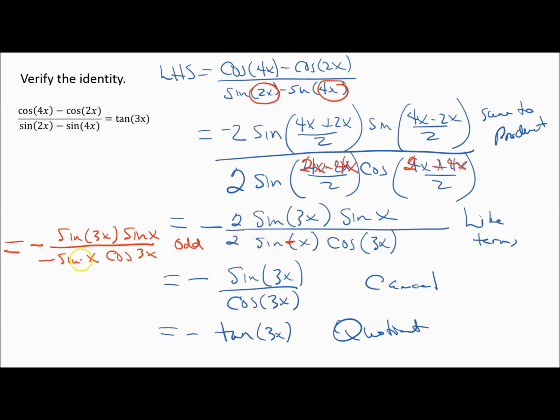Now I can cancel my sine of x, my sine of x. The two negatives also cancel, so that means this is not negative here, nor is it negative here, which gives me tangent of 3x. Again, I apologize. That's what you get for not paying attention to what you're doing. My error came in as I just jumped in and assumed that was 4x and that was 2x, and that's not it at all. The order that those are in matters. So don't do like me. Pay attention. Okay, end of proof.